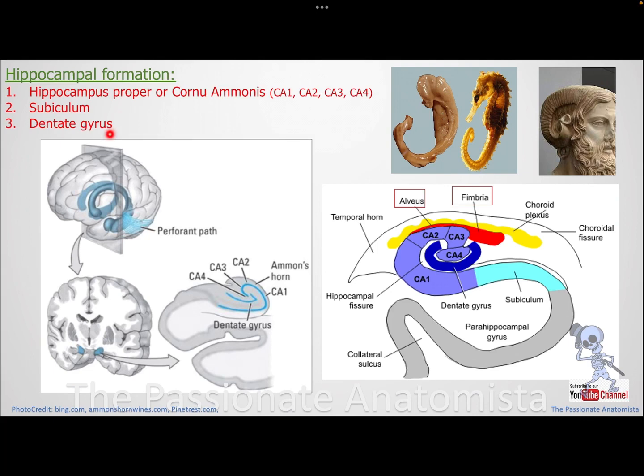So these are the three parts of the hippocampal formation. It's better to say hippocampal formation. Sometimes they say hippocampus for everything, but you should be specific that the hippocampus proper is this one. The subiculum is the transition out of the hippocampus, and the dentate gyrus is basically this one.